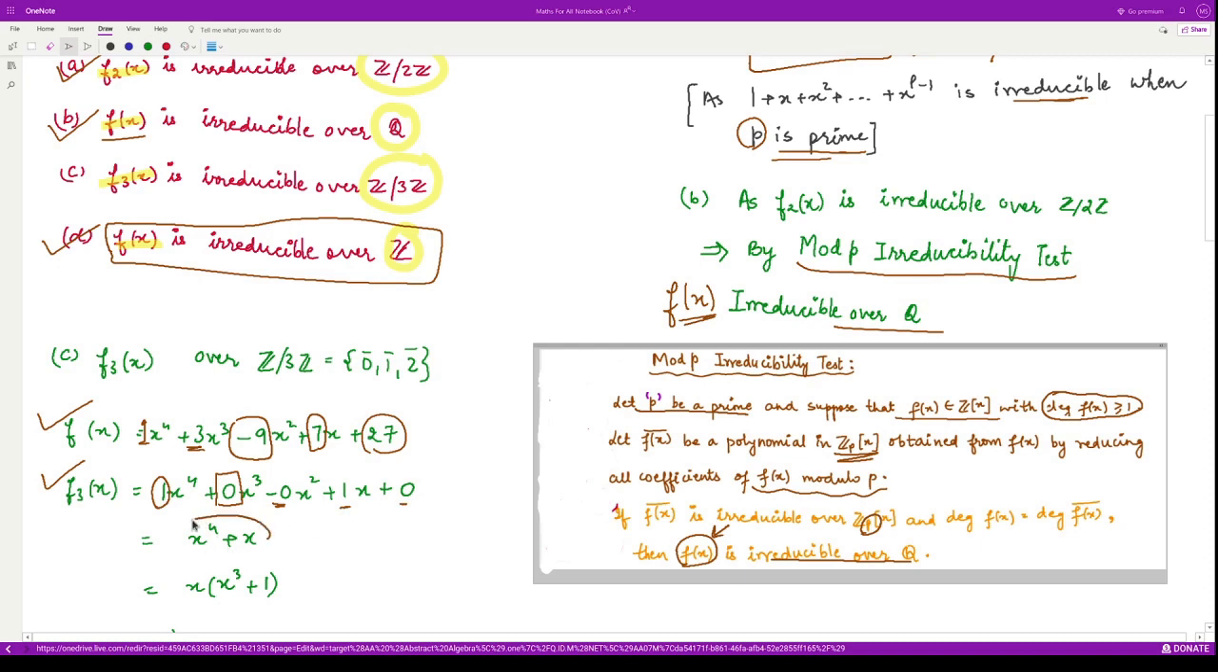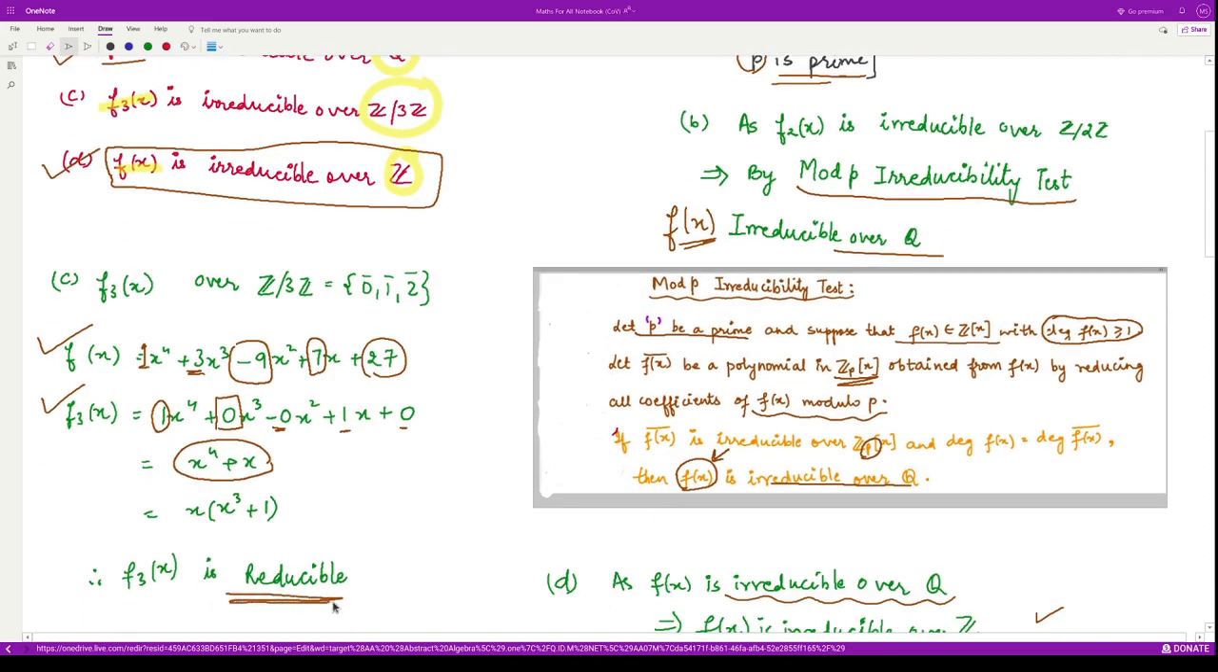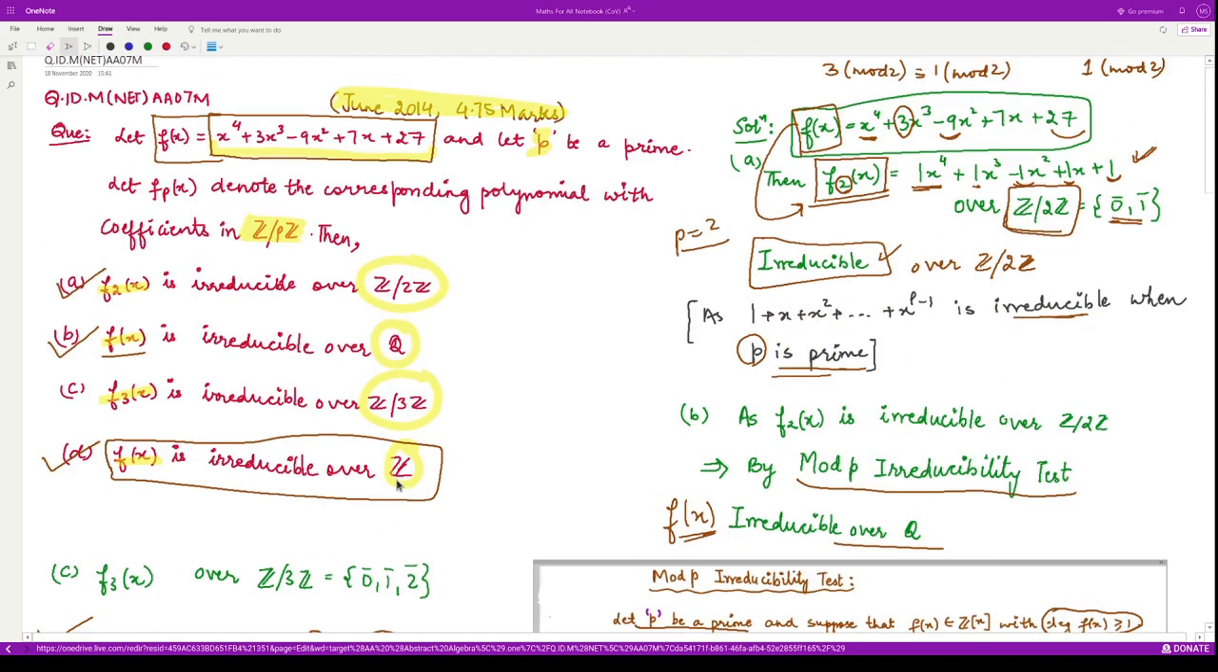Now clearly you can factorize this polynomial. You can take x common, so it would be x times (x cube plus 1). Therefore this polynomial is reducible over integers mod 3, so it is not irreducible. So option C is not the correct option. The only correct options are A, B and D.